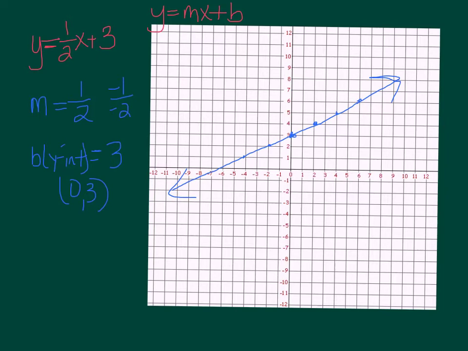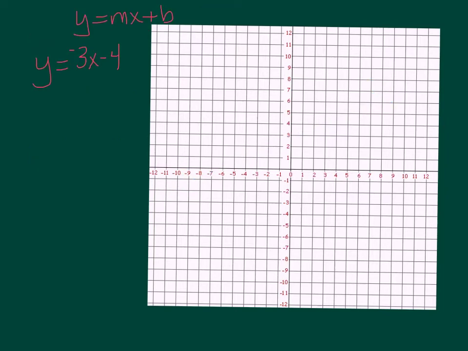Let's do another one. Same thing, y equals mx plus b. Tell me what m is and what b, my y-intercept, is. M, remember, is always in front of the x. Here's the x, and what's in front of the x is -3. Since slope is a ratio, I'm going to keep that in a fraction. My y-intercept is what's after. Don't forget the negative here. My y-intercept is -4.